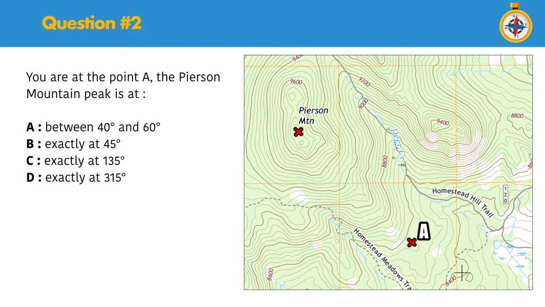Question number 2. If you are at point A, the Pearson mountain peak is at: A, between 40 degrees and 60 degrees; B, exactly at 45 degrees; C, exactly at 135 degrees; D, exactly at 315 degrees.